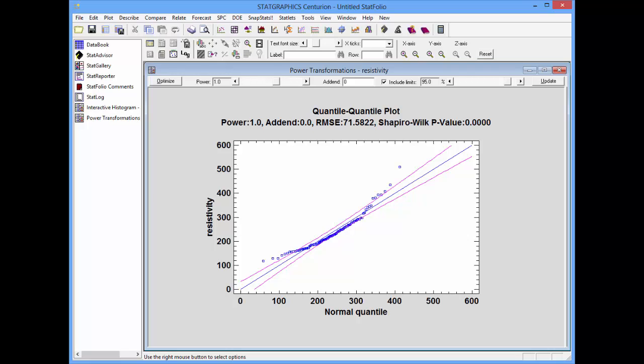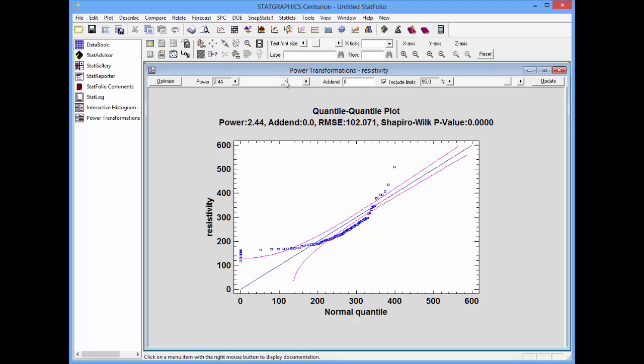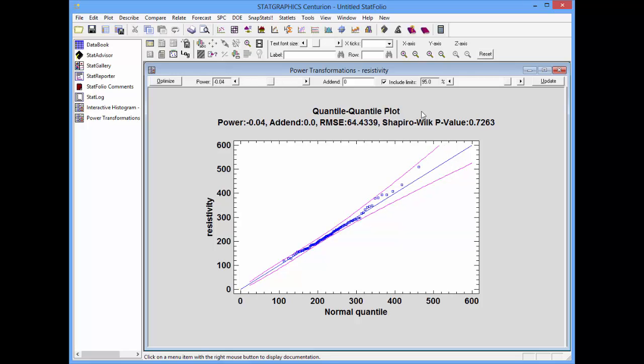Now, let's try raising the data to some power. The slider on the toolbar here controls the power to which the data are raised. You'll see that as I move the slider back and forth, I can change that power. Things that will change are the Shapiro-Wilk p-value, for example. And you notice as I reduce the power, that p-value becomes quite insignificant. Secondly, the shape of the points changes. It becomes much straighter and after a while lies within the confidence limits.